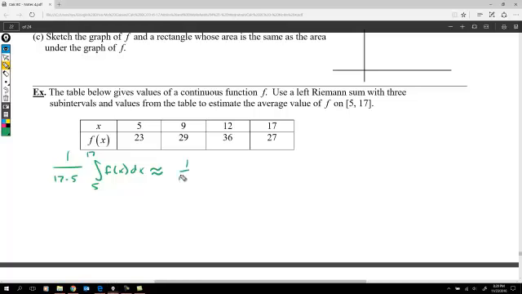So 1 over 12 is going to go in front. I'm using a left Riemann sum, so my delta x here is 4, the left point is 23, the left point is 29, and then the left point is 36. I use my calculator, I get 29.916, and that is my average value. All right, let's keep going.